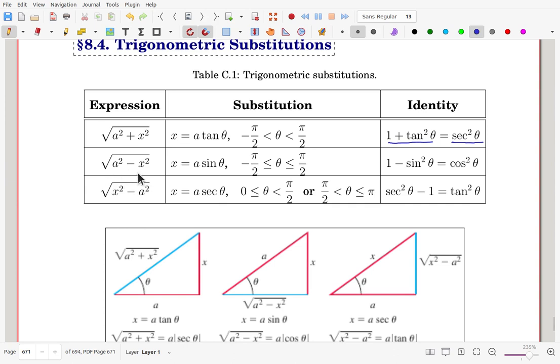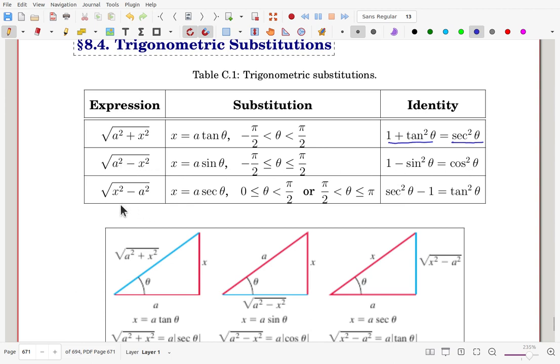Okay, for this one, now x cannot be larger than a in modulus, so that must be limited and small, so we may try to choose sine theta, and because that's between minus 1 to 1, with a multiplication, this whole thing is between minus a to a, so that inside the radical will not become negative. And along with the substitution, now we'll use this identity to eliminate the radical.